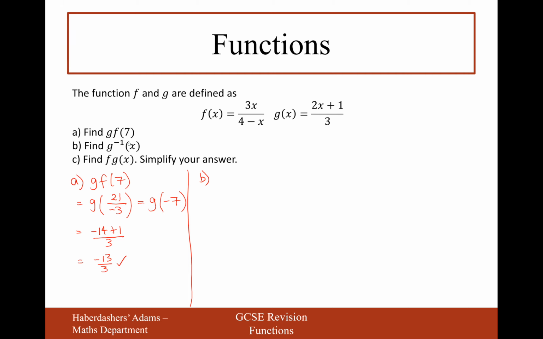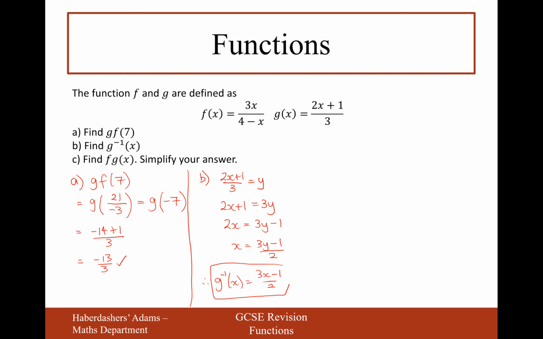Moving on to part B, g inverse functions. So what we do there is we set up the function equal to an output value. We'll call that output value y. And then we need to rearrange the equation to form an equation that sends the output values back to x, the input value. So we'll times by 3 first. Then we will take away 1. And then we will divide by 2. So therefore, g inverse x equals 3x minus 1 over 2. And there we are, that's the answer to that question.